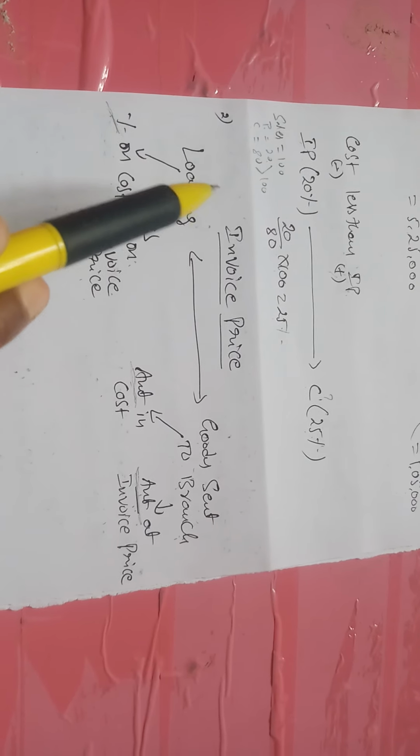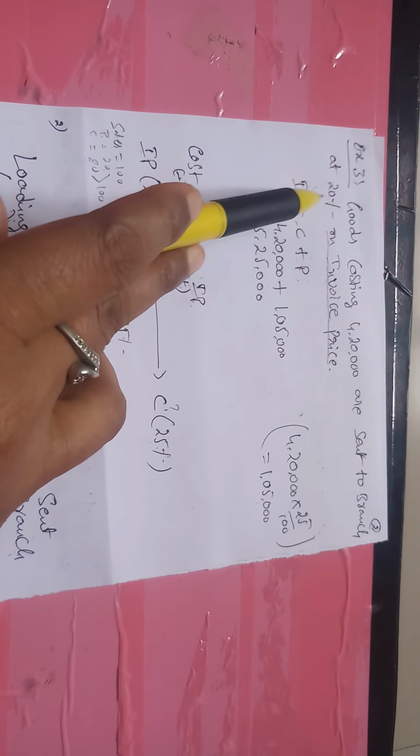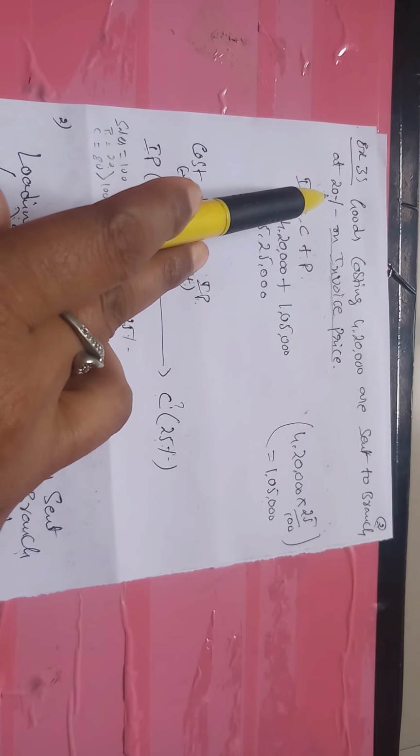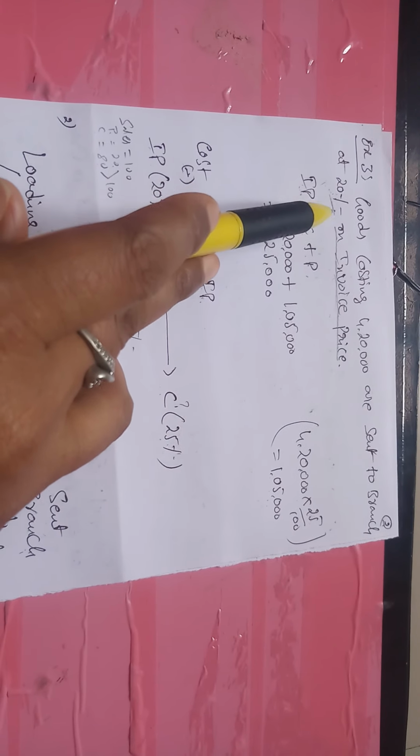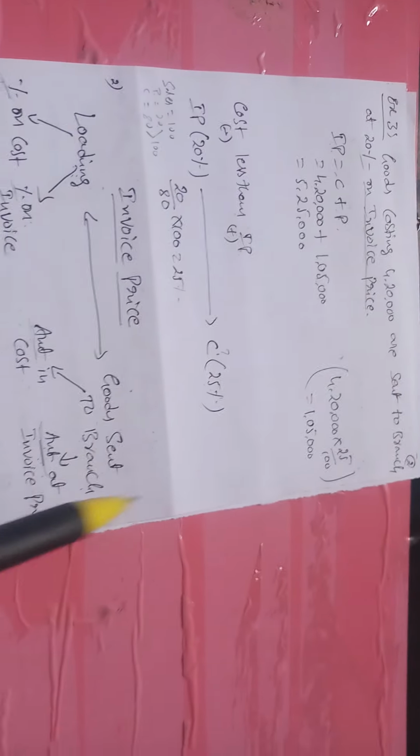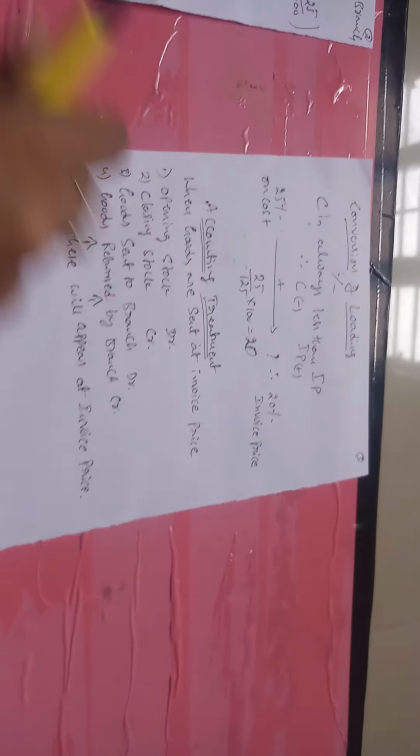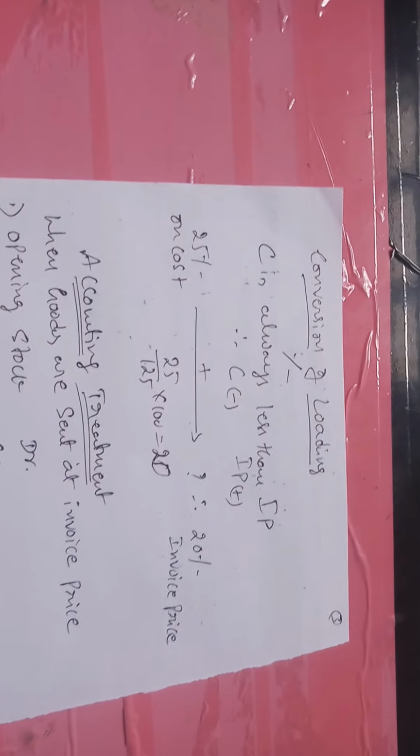Keep in your mind, loading is the profit. So the profit he is giving is 20%. This is loading. This loading always shows in percentage, not in amount. This amount is nothing but goods sent to branch. It's always in amount. Okay, so next we'll discuss conversion of loading.